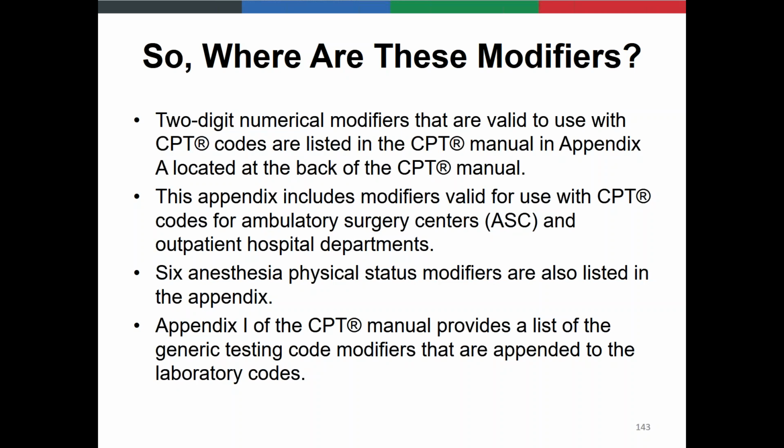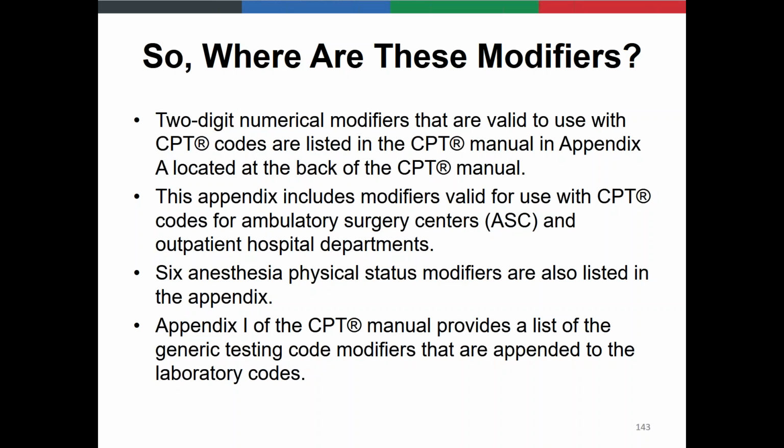There are also different anesthesia physical status modifiers, and those have to do with the level of sedation of the patient, listed in the appendix. Appendix 1 of the CPT manual provides a list of generic testing code modifiers that are appended to lab codes. So laboratory has its own set of modifiers.